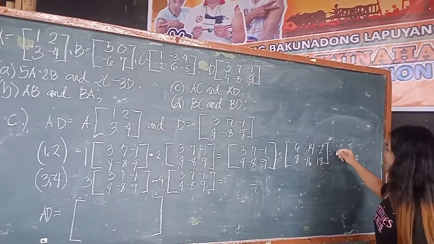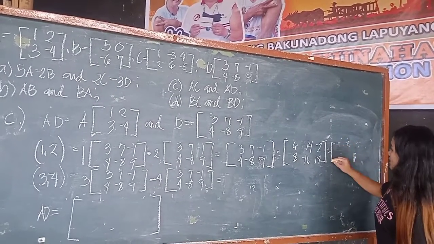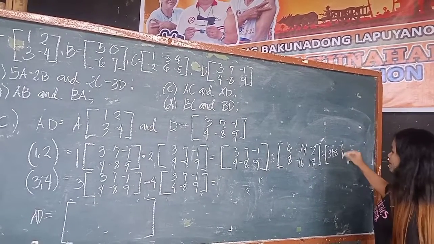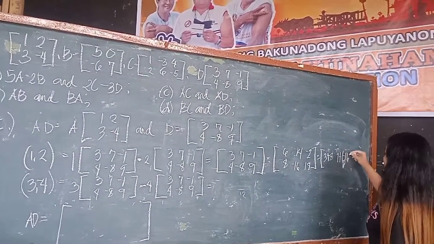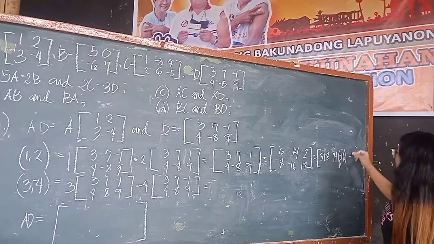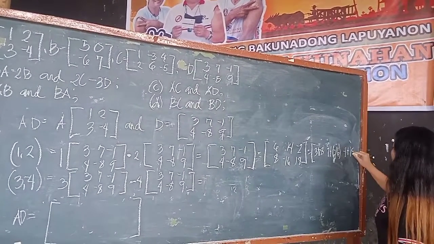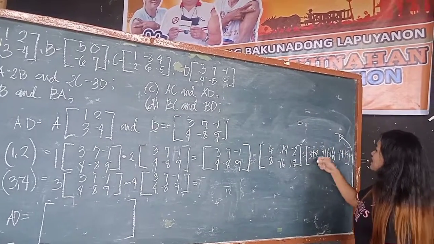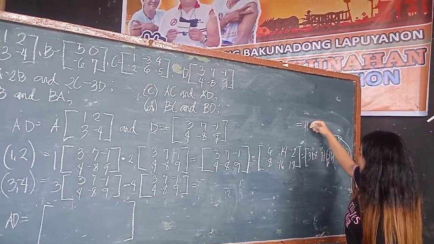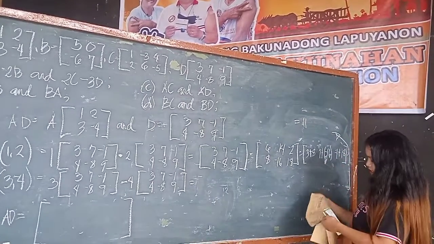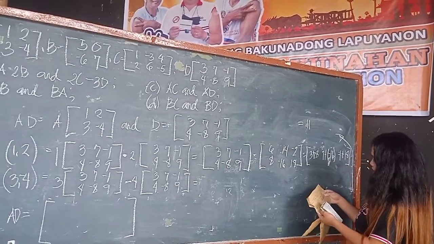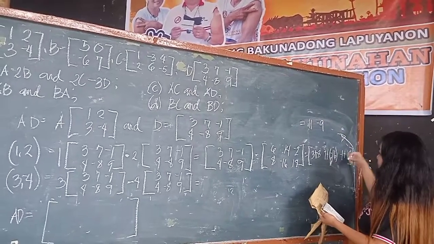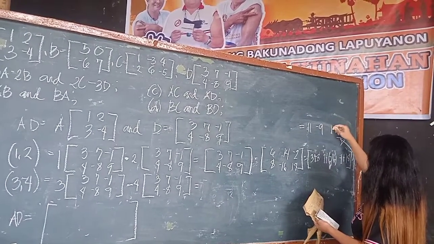So, ito lang i-add. 3 plus 8, then 7 plus negative 16, and negative 1 plus 18. It equals 3 plus 8 equals 11. Then 7 plus negative 16 equals negative 9. And negative 1 plus 18 equals positive 17.